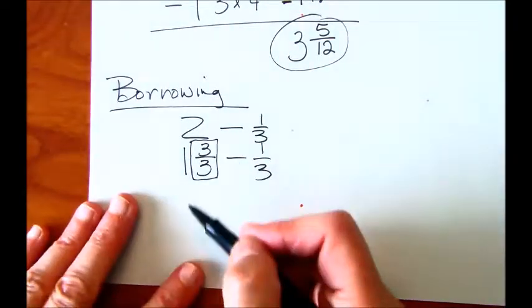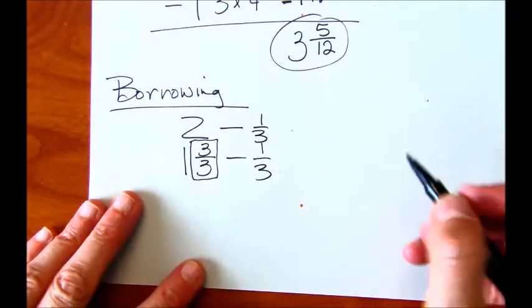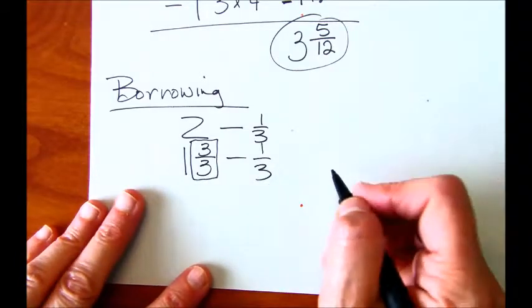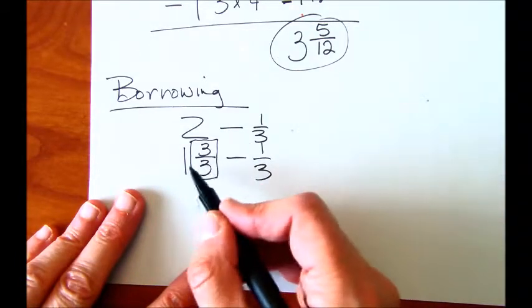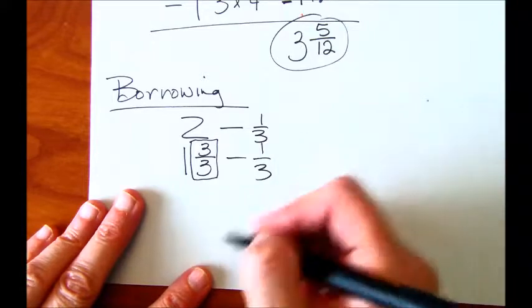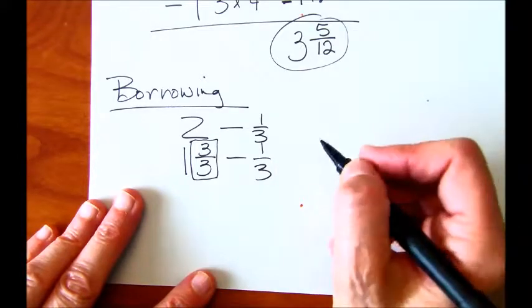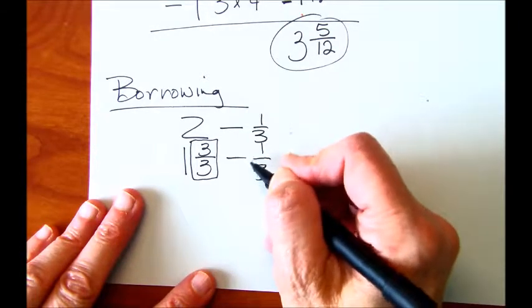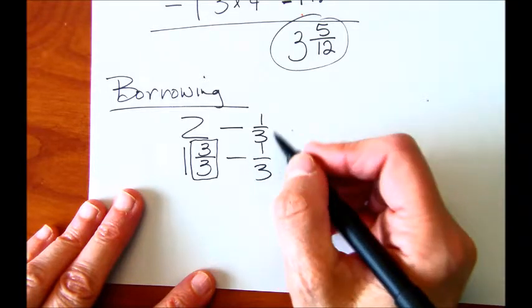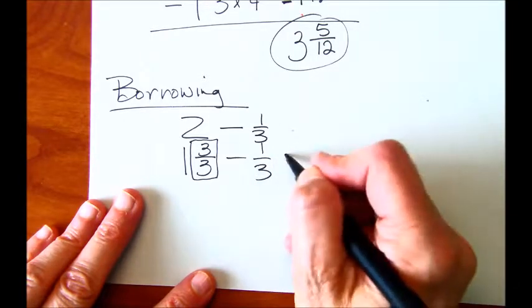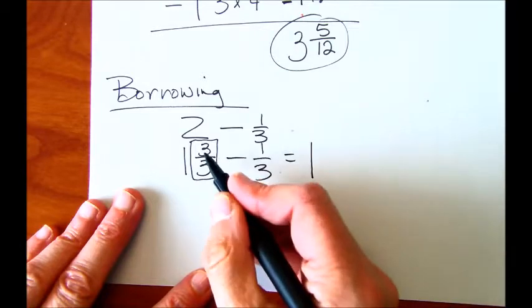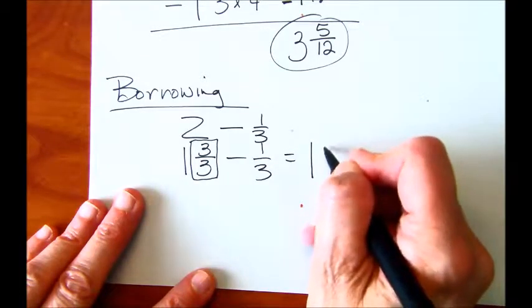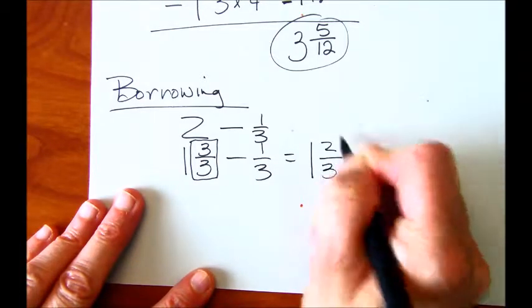And you could have written this horizontally or vertically, but it looks like I can do it easily this way. I'll show you it vertically as well. So 1 take away 0. There's no whole number here, so that's really a 0. So that's going to give me 1. And then 3 take away 1 will give me 2/3.